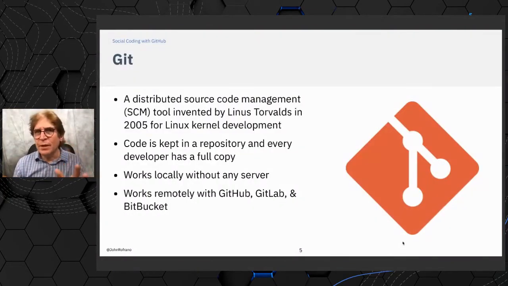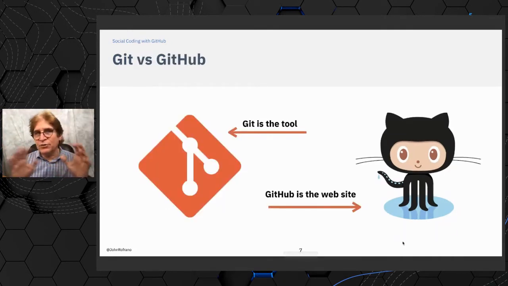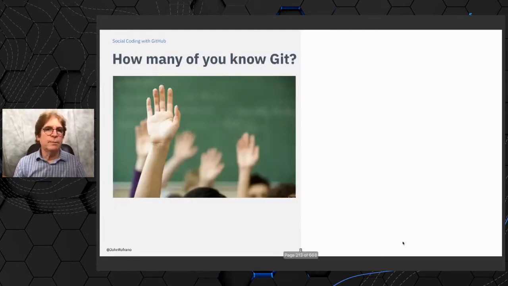So Git, you're probably all familiar with Git. It's a distributed source code management system. GitHub is a place to host Git repositories. There's also Bitbucket and others. Git is the tool, GitHub is the website. People kind of get these confused, so I just wanted to point that out. Git works with a lot of things, not just with GitHub, but we're going to use GitHub today.